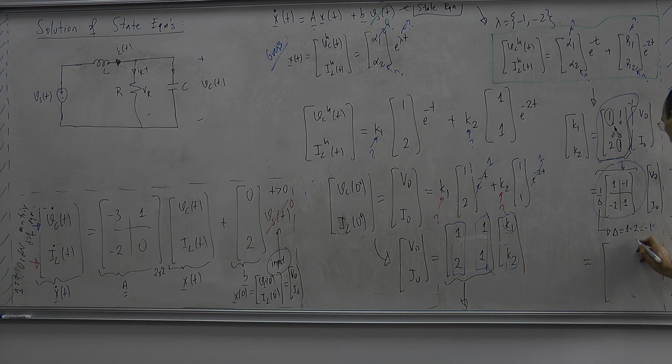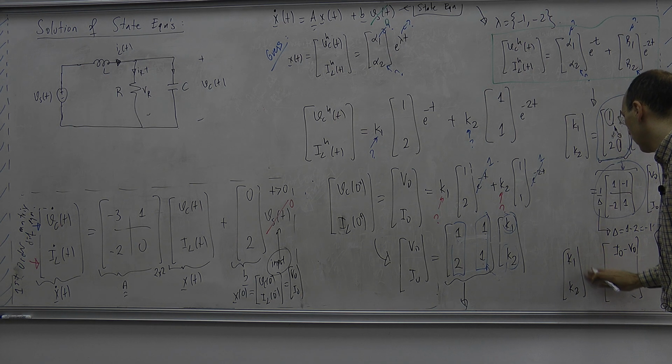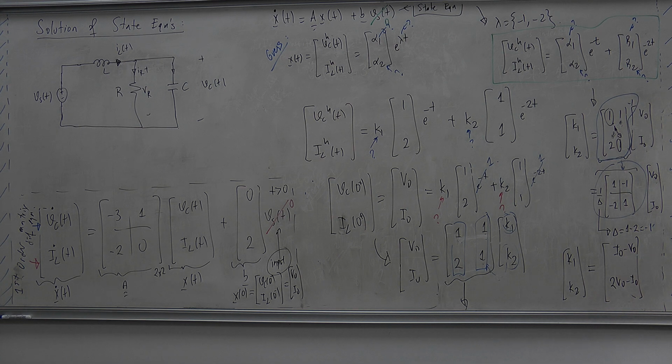So this would be equal to, now this minus 1 is, this is minus 1, this is I naught minus V naught. Then this is plus 2 V naught. This is minus 1 minus I naught. So my K1, K2 turns out to be that. Okay, 1 minus 1. So let's give it a check.